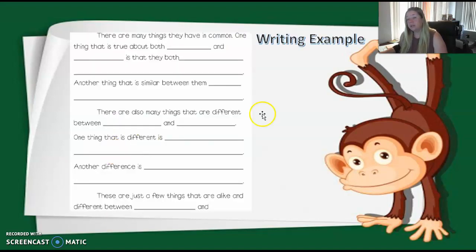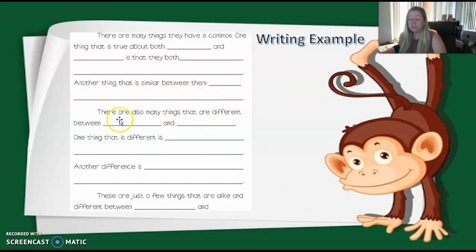So here could be a writing example where you could plug in your information. There are many things they have in common. One thing that is true about both frogs and toads is that they both are called amphibians. See how I fill that in? Another thing that is similar between them is that they both eat insects.